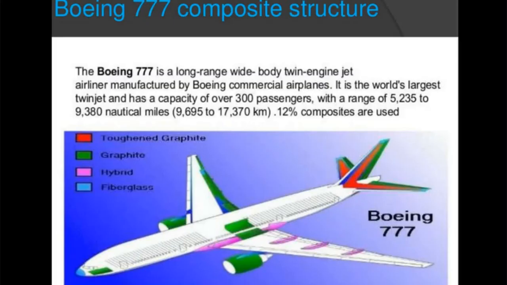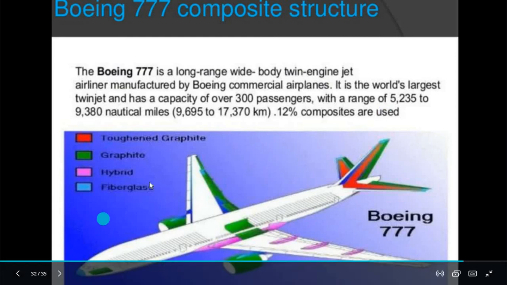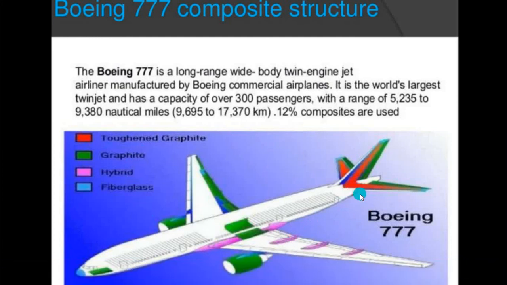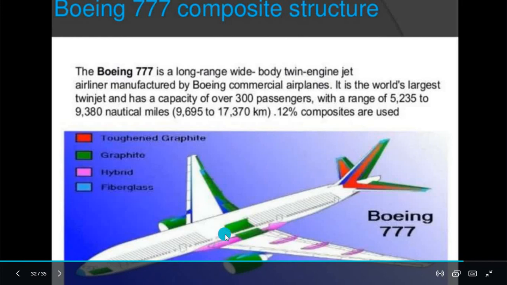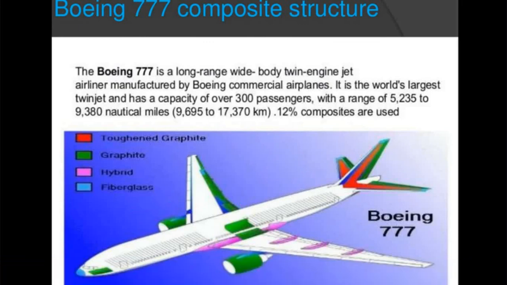So this is a Boeing 777. It's a composite structure of the aircraft. This white portion is made up of aluminum alloy. This red portion is toughened graphite. It has more strength compared to other materials because this portion easily gets exposed to elevated temperature. And the green is made up of graphite composite, and pink is a hybrid. The blue is made up of fiberglass. This is the aluminum alloy aircraft.